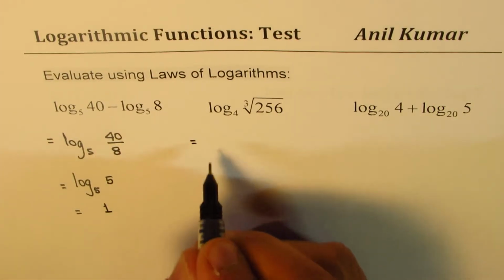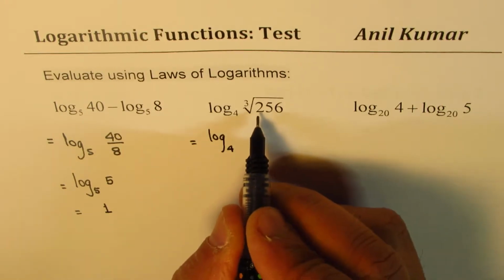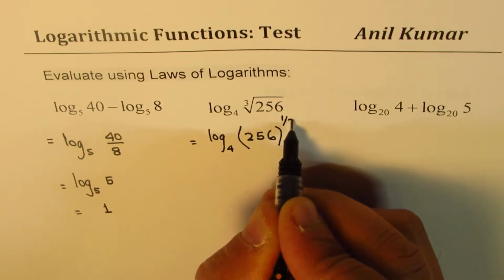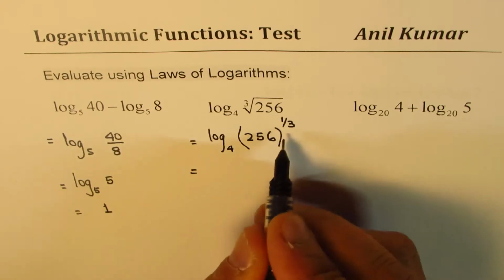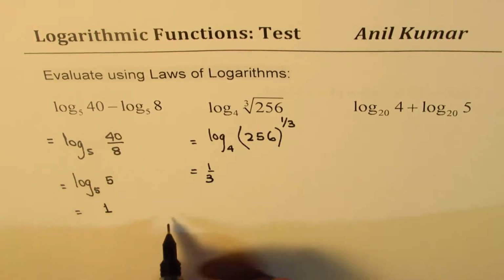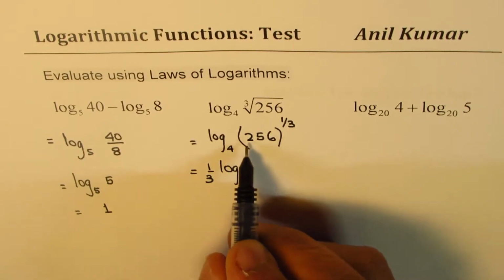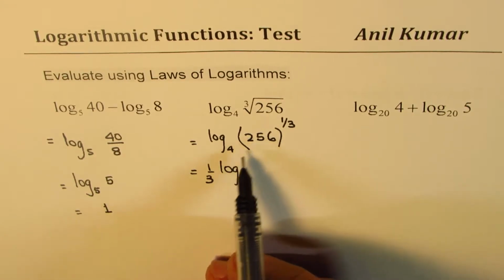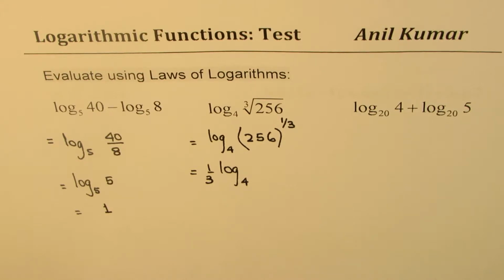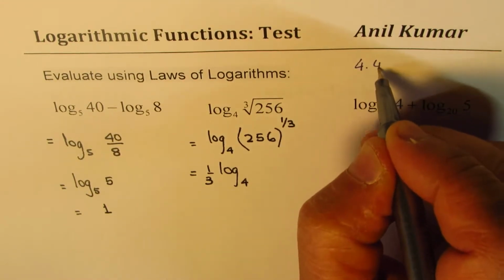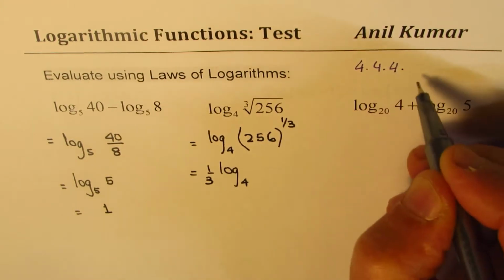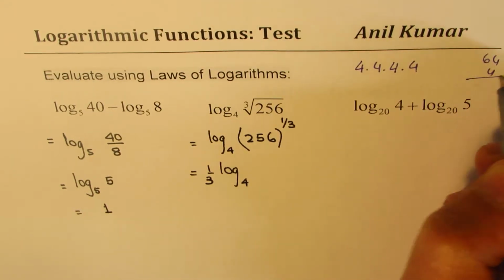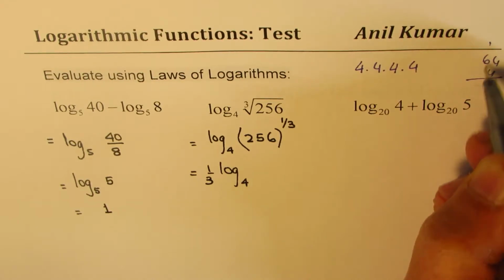The next one here is log to the base of 4, right? And the number here is 256. So we have 256 to the power of 1 over 3. So that becomes the power. So applying the logarithmic laws, you could write this as 1 over 3 log to the base 4 of 256, right? Now the idea is to write 256 as power of 4, right? So what we can do is just try it out. So 4 times 4 is 16. 16 times 4 is 64. And 64 times 4, we could do like this, right? So 64 times 4, 4, 4, 16, 6, 1, 24, 256.